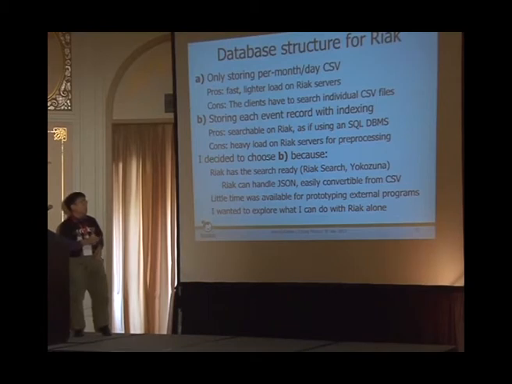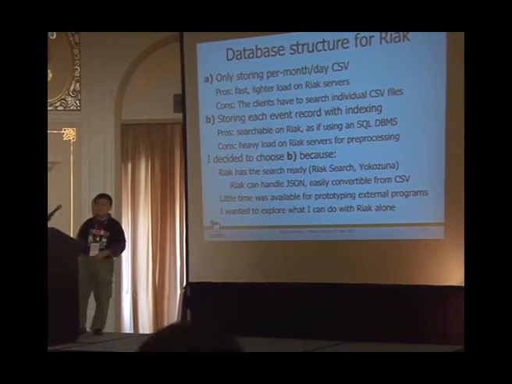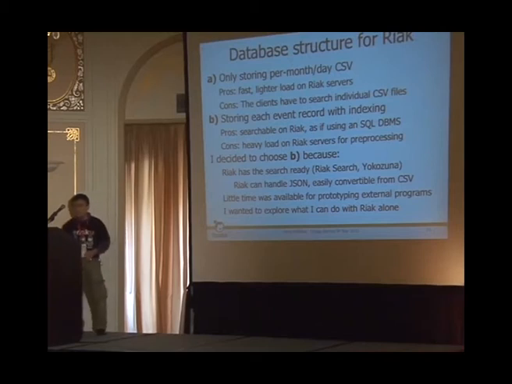But anyway, I chose strategy B of storing each event record, because Riak has its own search facility called Riak Search and Yokozuna. And Riak can handle JSON as a native data type. And JSON is very easily convertible from CSV. And I've got to tell you the truth, there was very little time available for prototyping external programs, maybe 1 or 2 days. So I had to do it very fast. And I also had a personal interest in exploring what I can do with Riak alone.